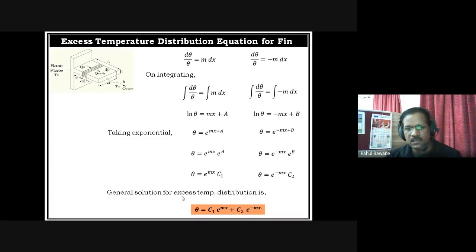This is our general solution for the excess temperature distribution equation for a fin. And while finding the actual equation, we have to find the values of C1 and C2. So this is our general solution, and this will be applicable for all kinds of fins. So this is a very important derivation.